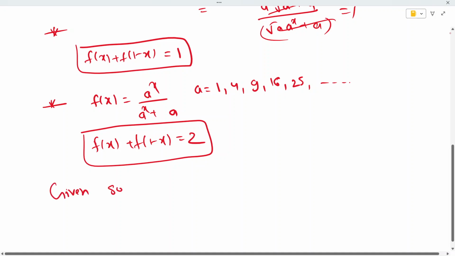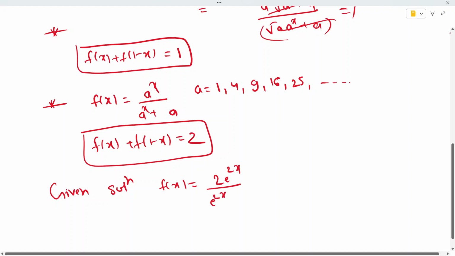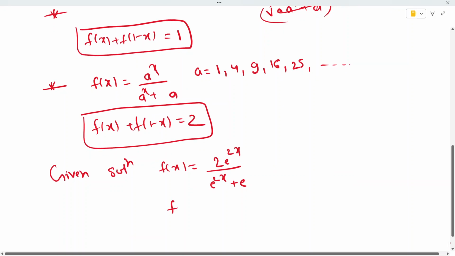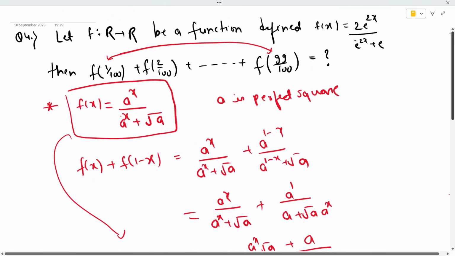Now let's go back to the solution. You have the given function, and you have to evaluate the summation. आ जाइए क्वेश्चन पे. गिवन फंक्शन जो है हमारा f of x is equal to 2e^(-2x) upon e^(-2x) plus e. So f of 1 minus x will be 2e^(-2(1 minus x)) upon e^(-2(1 minus x)) plus e. When you add these two, I'm just leaving it as calculation, this is equal to 2. Now what the question says is you have to evaluate this.